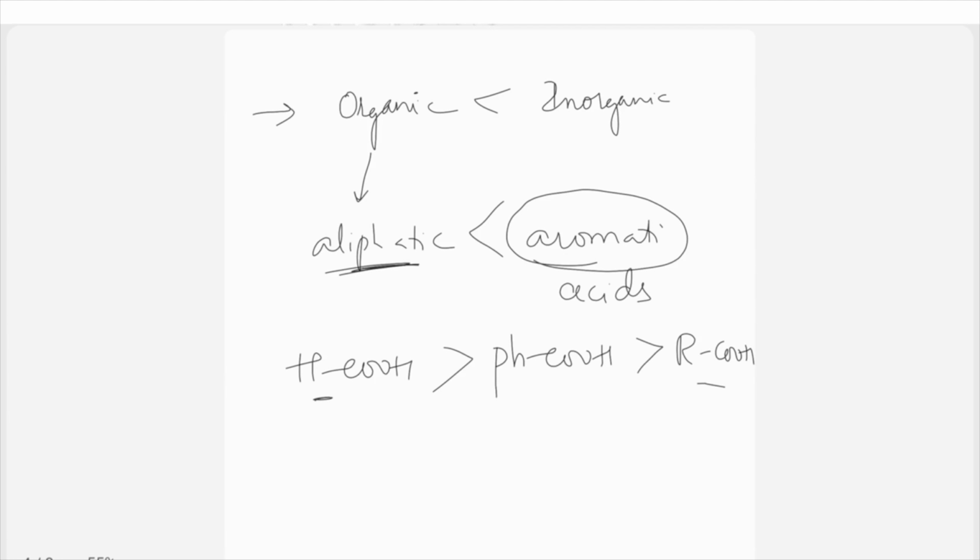So this is the general information regarding the acidic nature of phenols and carboxylic acids with various examples.